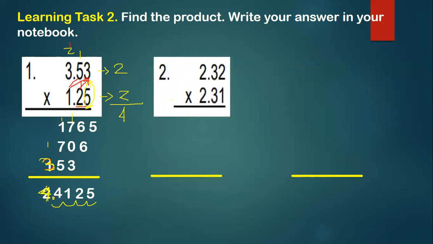Number 2. Okay? 2.32, or 2 and 32 hundredths, multiplied by 2 and 31 hundredths. Okay. First step, multiply like whole numbers lang. Simula tayo sa ating ones place. So that is 1 times 2, and that is 2, and then 1 times 3, that is 3, and then 1 times 2, and that is 2 again. Okay? Tens place tayo, that is 3 times 2, and that is 6, and then 3 times 3, and that is 9, and then 3 times 2, that is 6 also.